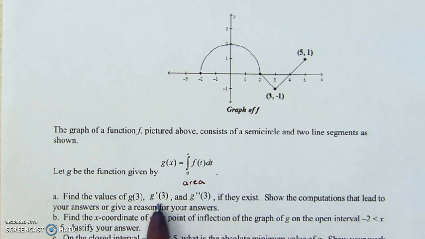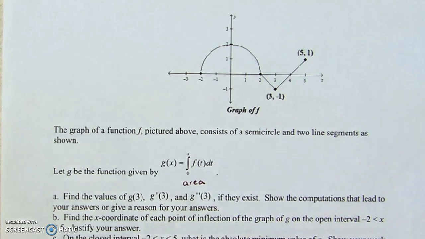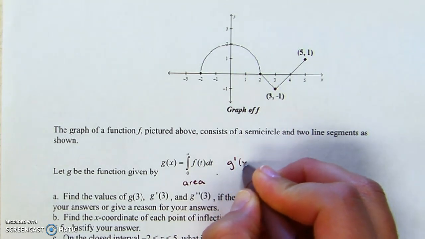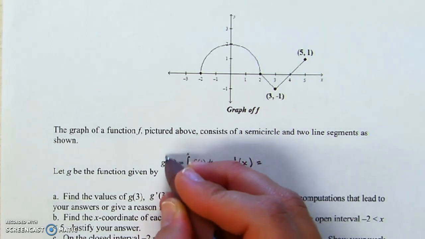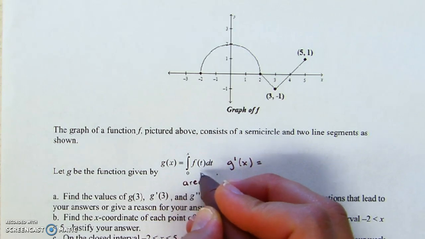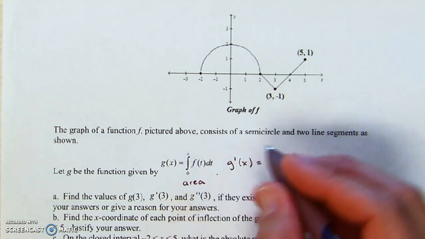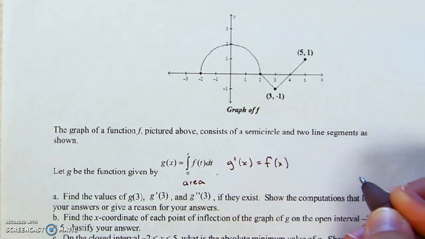So we're starting on A. I didn't even read it. I see shapes here, so I know I'm going to have to be finding some areas. But let's draw on here. g prime of x means I'm going to take the derivative of each side. So the derivative here and the derivative here cancels the integral. Now this is the most basic version of the derivative of an integral where we're just going to end up with f of x. Okay.